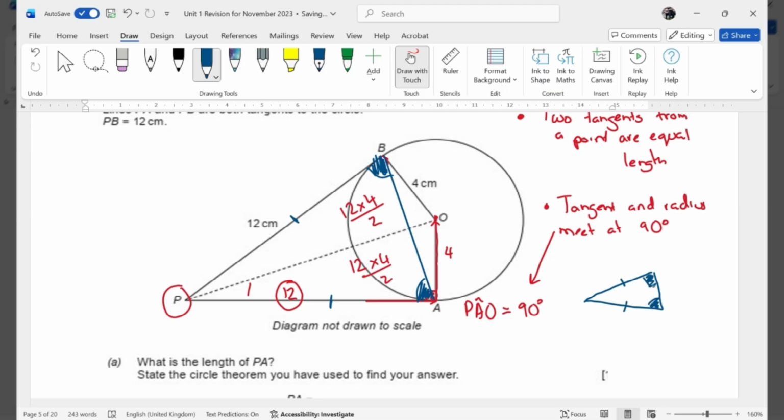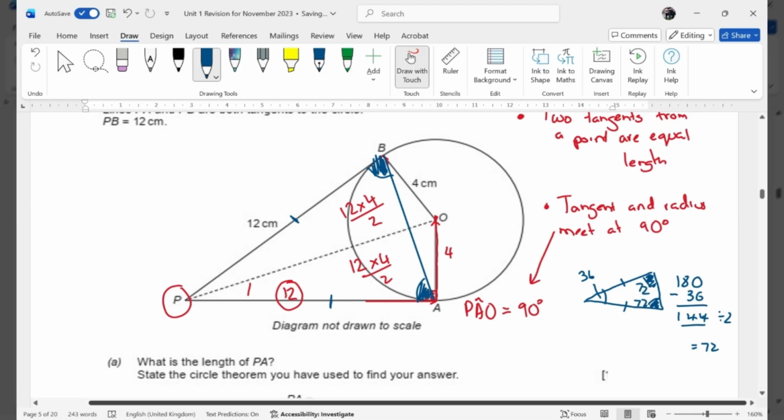So what I could do is tell you this is, for example, 36 and ask you for one of these blue angles. Well, that sum would be 180 take away 36, which is 144, and then half it. So that one is 72, and that one is 72. So that's another way we could do that circle theorem, okay?